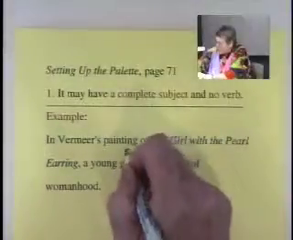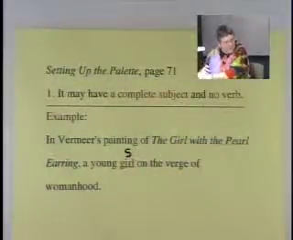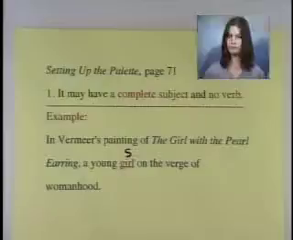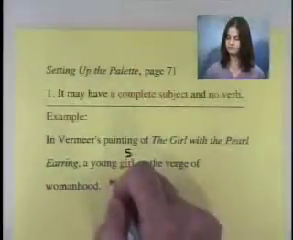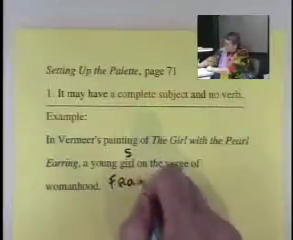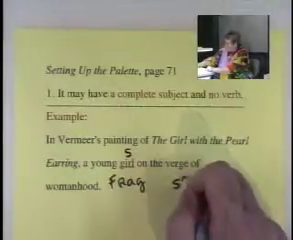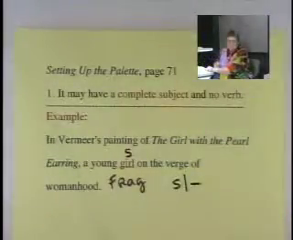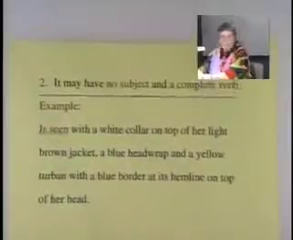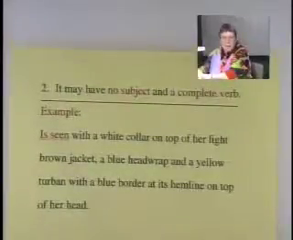So this is a subject, and is this a sentence? It's a phrase. So it's a phrase and not a sentence, which means it's a fragment. I'm going to mark it this way. I'm going to mark it F-R-A-G, short for fragment. We have a complete subject. We have no verb. And it looks like this. Subject, right? But no verb. Highlight this next. It may have no subject and a complete verb.